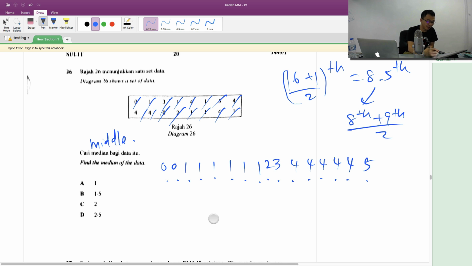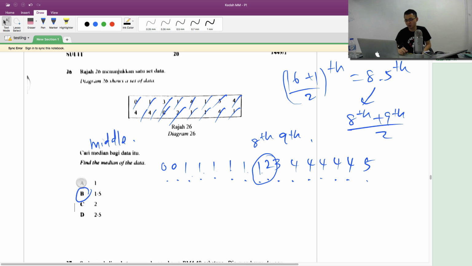So I have to calculate my 8th number. 1, 2, 3, 4, 5, 6, 7, 8. So this is my 8th number and my 9th number. So plus together divided by 2, my median is 1.5. Okay? So far so good? If there is no problem, then I'll move on.